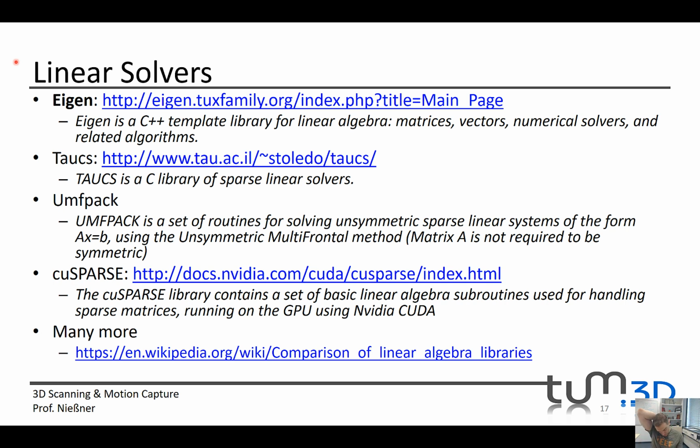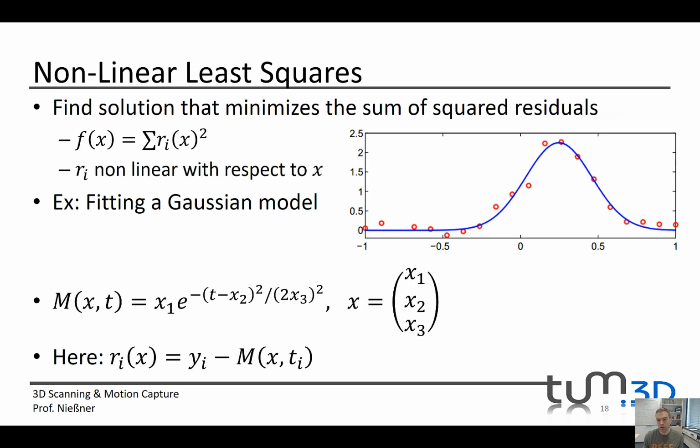Okay, so now we've talked a little bit about linear solvers, and now we want to make the problem a little bit more complicated. Now we want to go to nonlinear least squares. From a high-level standpoint, they have the same idea. They have a function f of x, a sum of squared residuals. Nothing different than before. We still want to find the solution that minimizes this sum of squared residuals. The only difference, and this is an important difference, is that r_i is now nonlinear with respect to x.